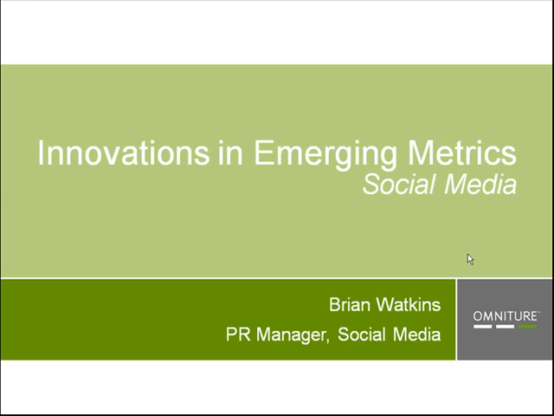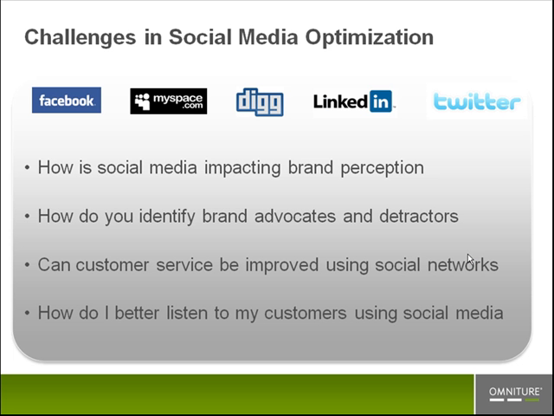So I'd like to talk a little bit about how at Omniture we're thinking about social media and a few of the different things to think about when you're trying to measure social media. Well, there are a few challenges, and we've already referred to some of those. How is it affecting your brand perception, and how do you actually identify your advocates and your detractors? There are just so many people talking about your brand online, and so many different places to look. So where do you focus your time, and how do you influence people who are influential?